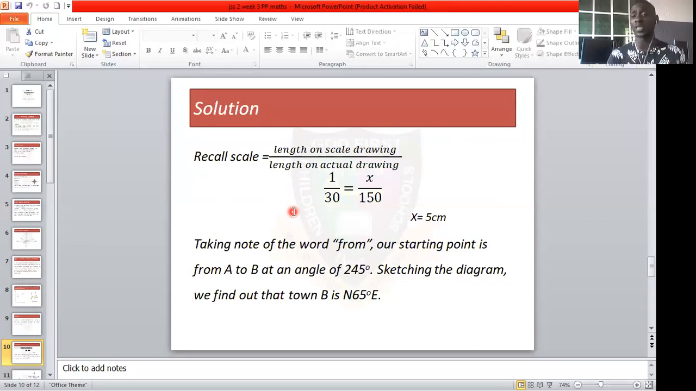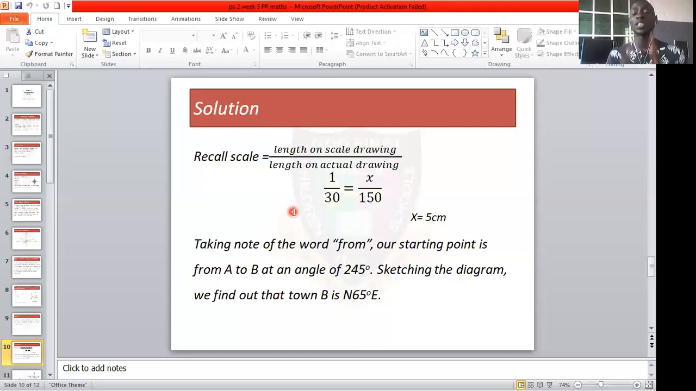The starting point is A, and A to B is 245 degrees. So if we sketch the diagram, we find out that the town is 65 degrees northeast. And this is a compass bearing answer. In case you want to represent it in three figures, it is 065 degrees.